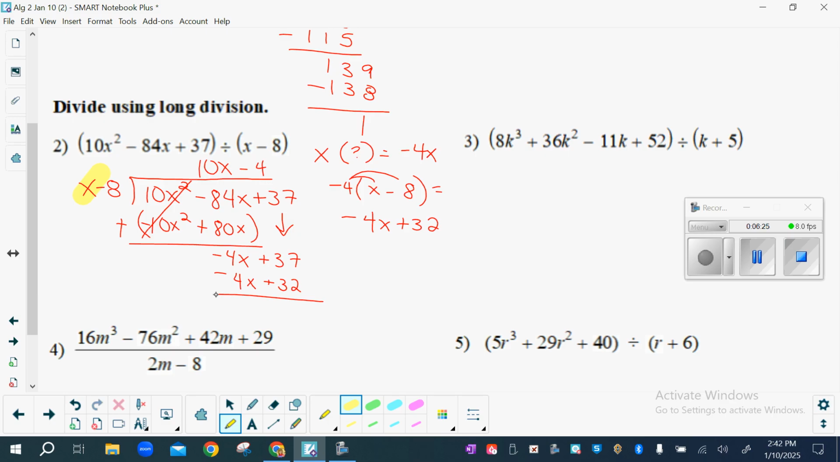So we want to subtract. So we want to subtract both of them. So we're going to change the signs. So this is going to become positive, and this is going to become negative. And then we want to add. What do we get when we add those together? 5. That's right. So that's our remainder, the 5, and we are going to write it as plus 5 over x minus 8. And that's our answer.